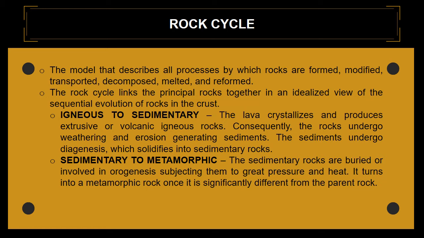Example. Then, haluan siya ng sediments during weathering and erosion. Parang napupunta sa kanya, dumidikit sa kanya yung sediments. Then, after nun, nag-undergo siya ng diagenesis, which solidifies into sedimentary rocks. Ibig sabihin, yung igneous, after yung diagenesis, nagiging sedimentary rock siya. Okay? So, next they have sedimentary to metamorphic.